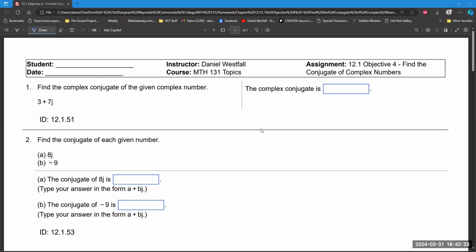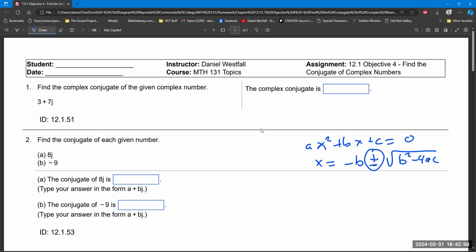In this video, we're going to talk about 12.1 Objective 4, where we find the conjugate of a complex number. Remember, conjugate pairs come from the quadratic formula. If ax squared plus bx plus c equals 0, then x is equal to negative b plus or minus the square root of b squared minus 4ac all over 2a.